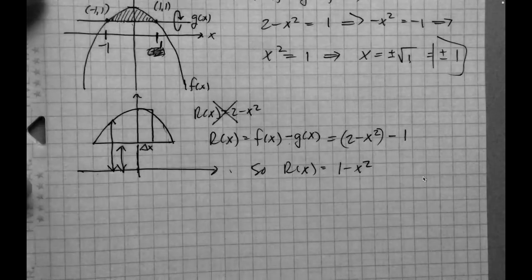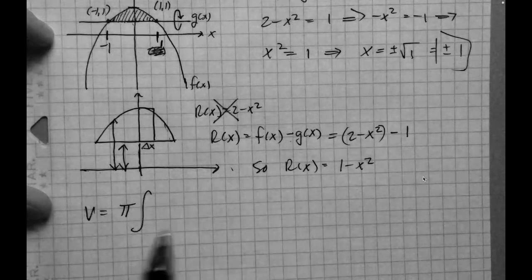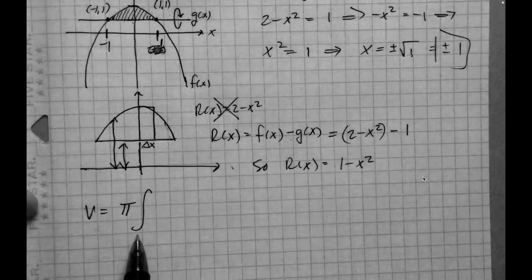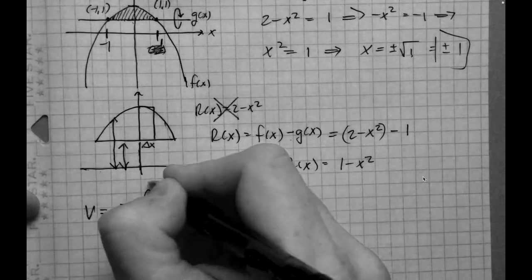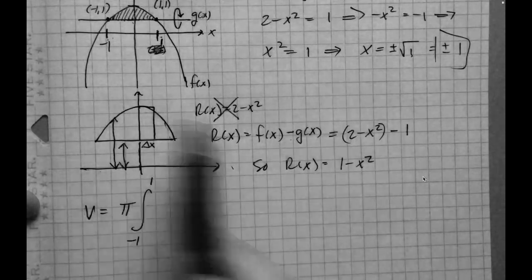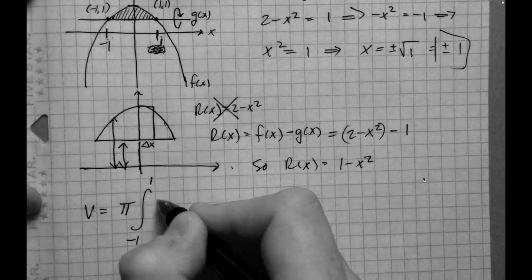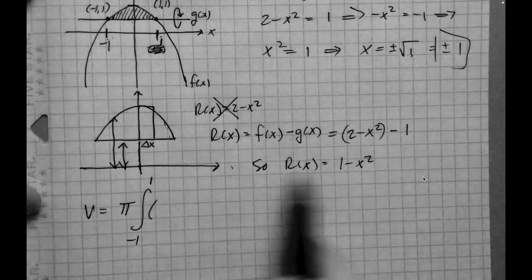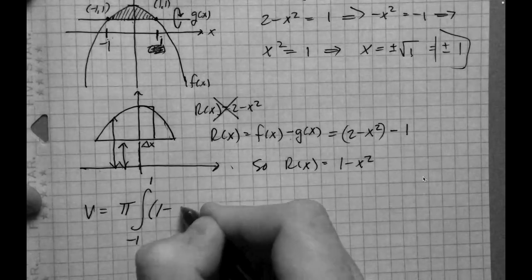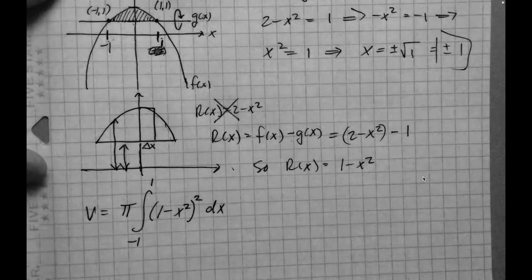All right, so we have all that we need. We can set up our integral. So the volume here is going to be equal to pi times the integral from -1 to +1. Again, we found those values here by setting f equal to g, finding the intersections there. And then it's just going to be r of x squared. So r of x we just calculated as 1 minus x squared. Okay, and then we integrate.